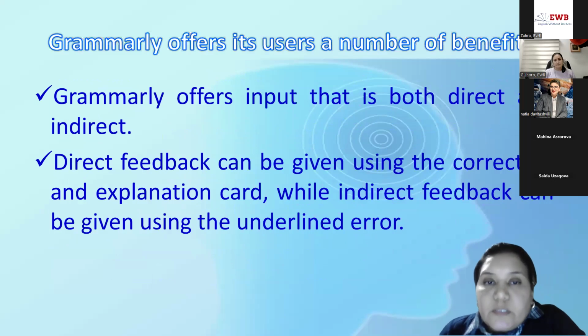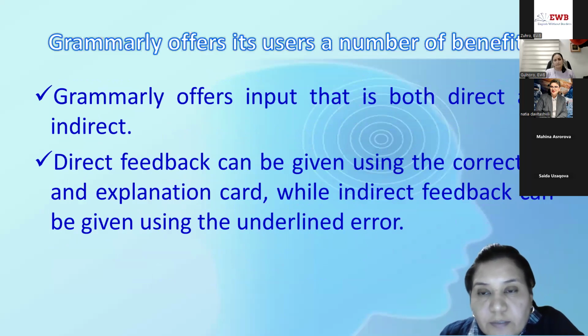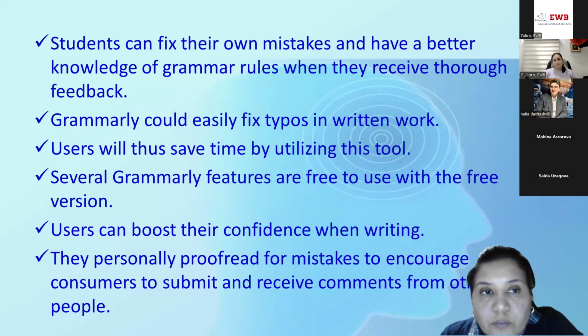Grammarly offers its users a number of benefits. For example, Grammarly offers feedback, both direct and indirect. Direct feedback can be given using the correction and the explanation card, while indirect feedback can be given using the underlined error. Students can also fix their own mistakes and gain a better knowledge of grammar rules when they receive this feedback.